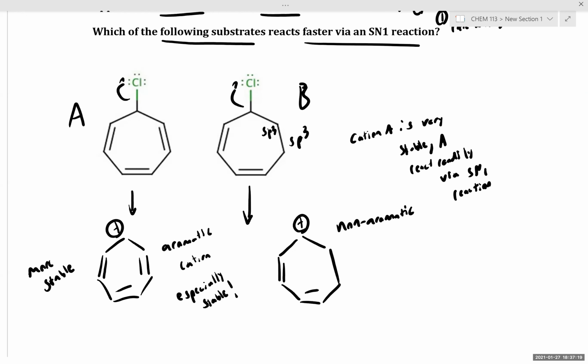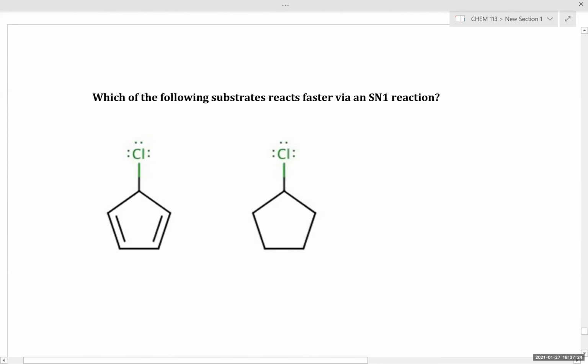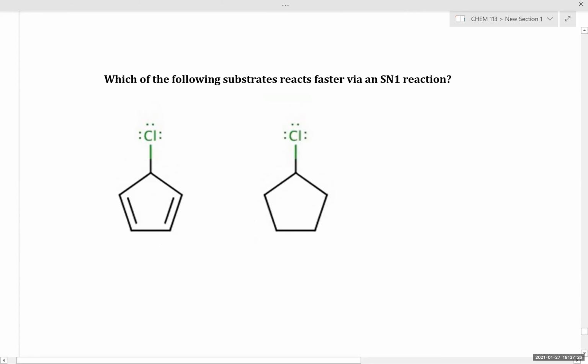Yes, it does. Okay, so then let's look at the following case. And this is an example that often catches students off guard if they aren't thinking carefully about this problem. So which of the following substrates reacts faster via an SN1 reaction? Which of these substrates react faster? And why?